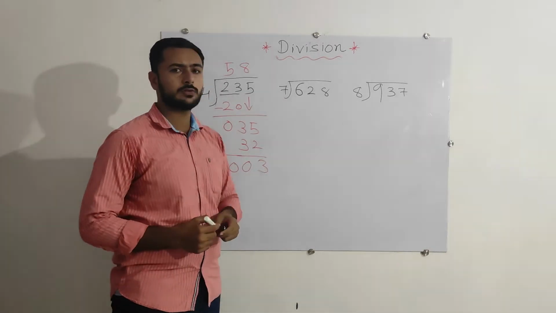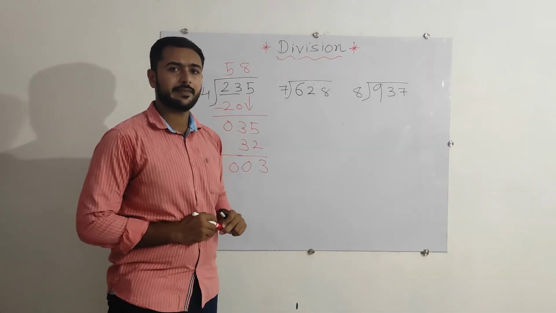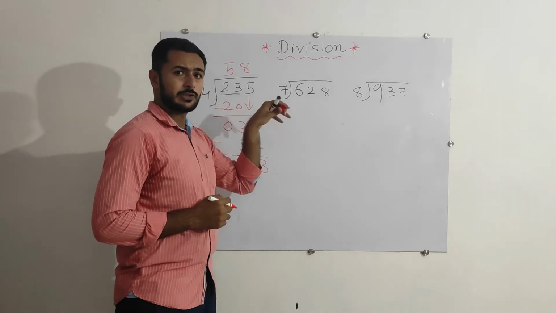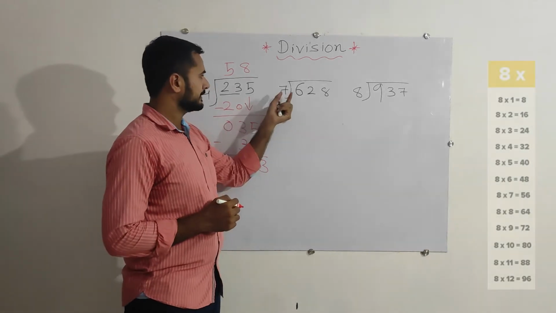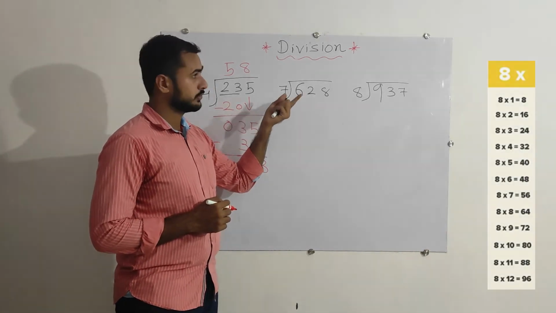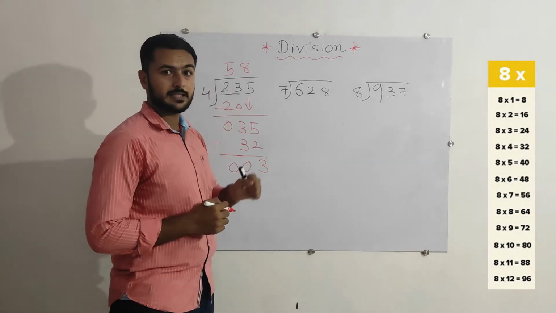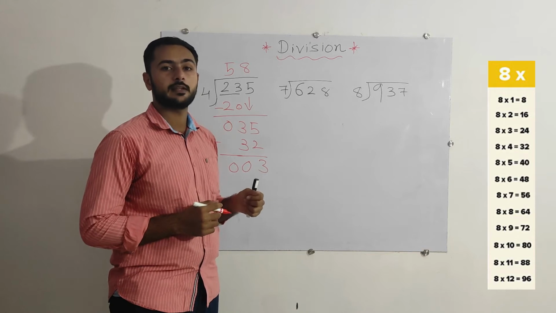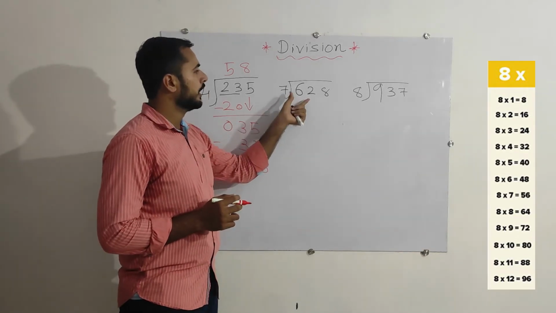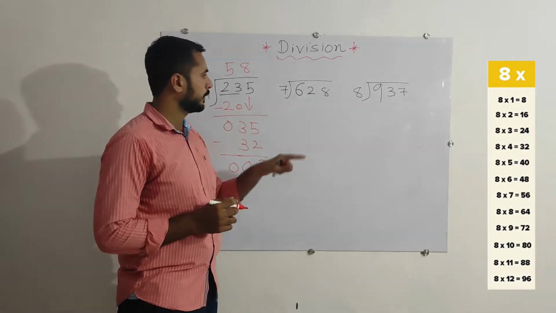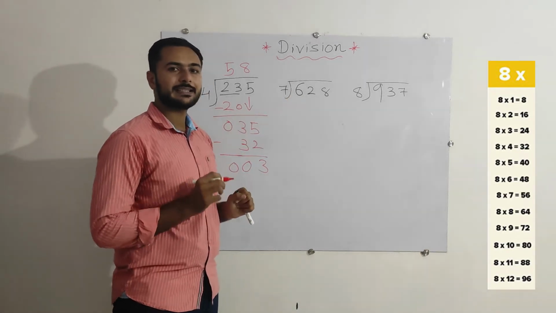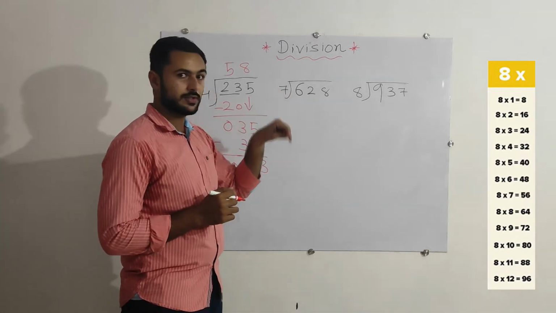Now the next number we have is 628 divided by 7. It means 7 is the divisor over there, so we will identify the table of 7. Recall the table of 7 and see the first number, that is 6, which is smaller than 7. It means we need to use the first 2 numbers, so we'll include 2 also. That is 62. Now find 62 in the table of 7.